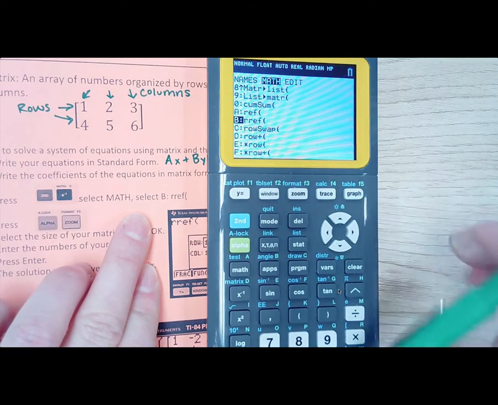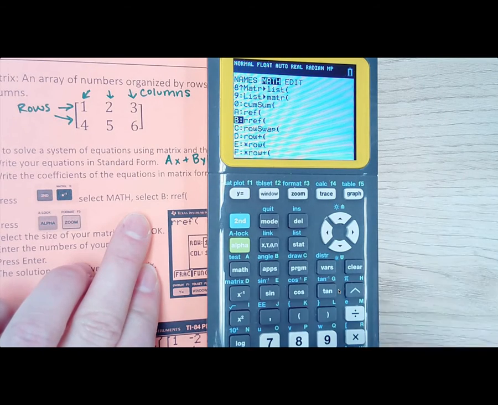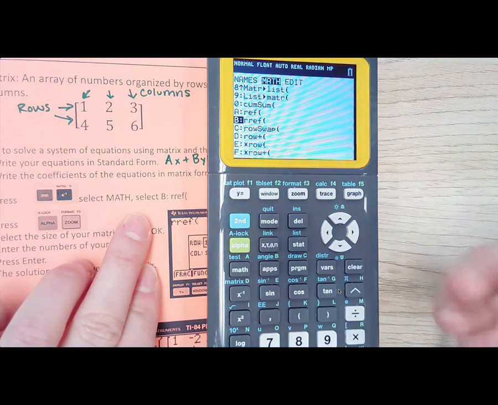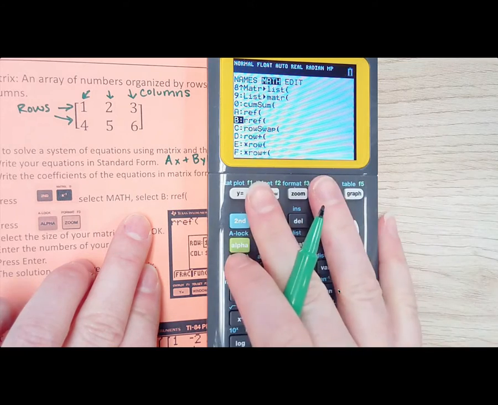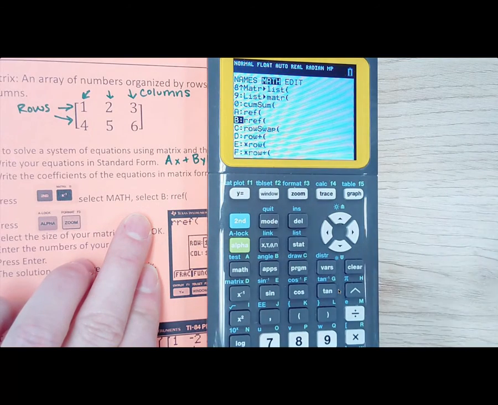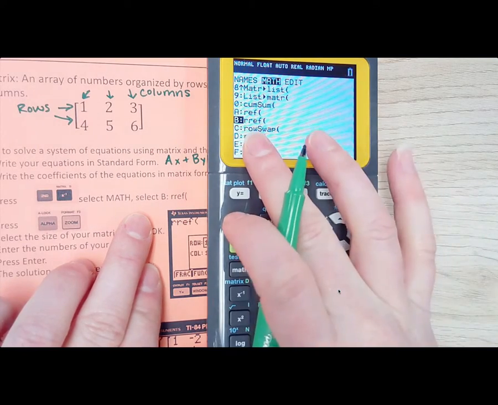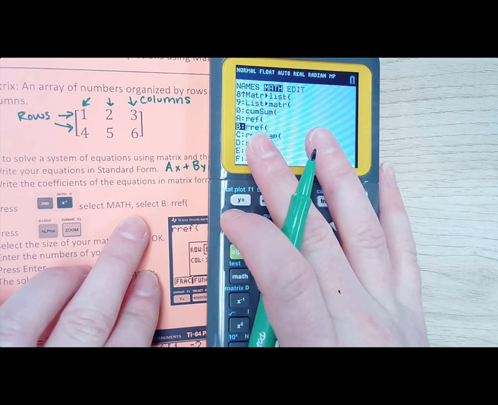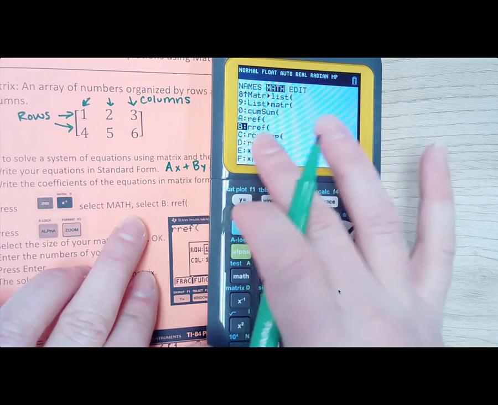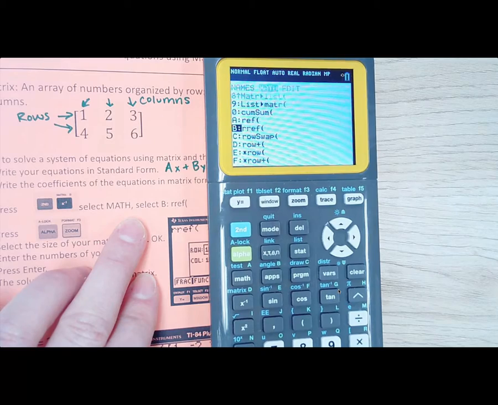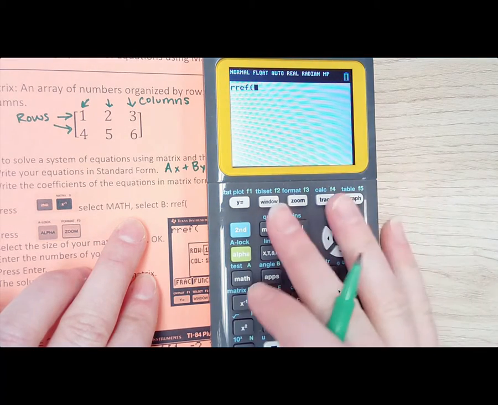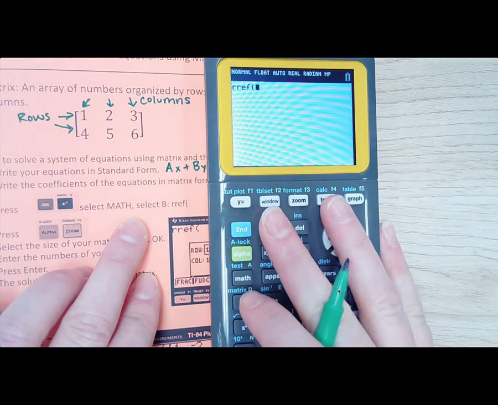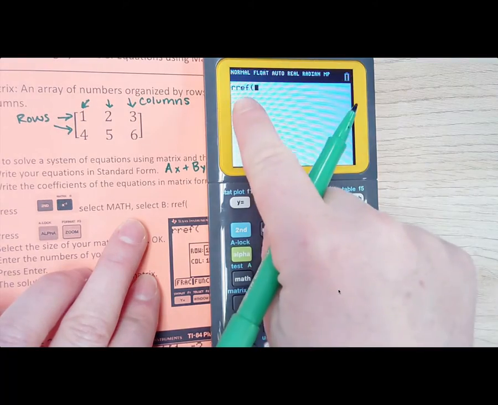This RREF is called row reduced echelon form. It's just a way of simplifying a matrix and solving systems. You don't need to know what it means. This is actually something that I learned in college in a linear algebra course, but you don't need to know what it means. So you're going to push enter. And now we have RREF, not just REF. It has to have the RR.